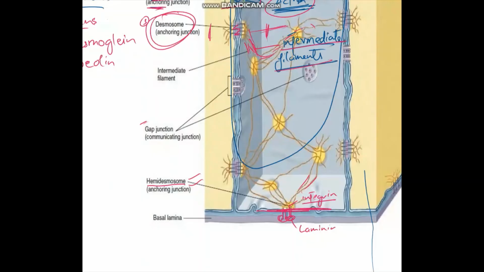Not very important to know though. But an important clinical correlate would be skin blistering disorder. This is a disorder which results from a mutation in beta integrin, and this mutation can lead to skin blistering disorders, also called epidermolysis bullosa.